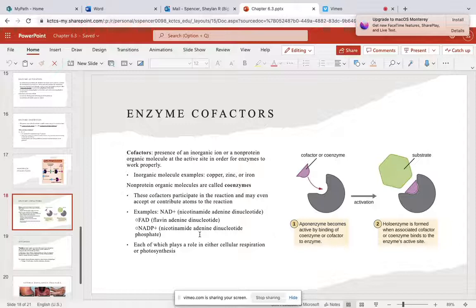So we said that cofactors are another way that enzymes can become activated. But what is a cofactor? Cofactors generally just mean an inorganic ion. You guys remember what inorganic means? Something other besides carbon or hydrogen, right? So what are examples? Copper, zinc, or iron. But these cofactors may need to be present in order for the enzyme to work properly.